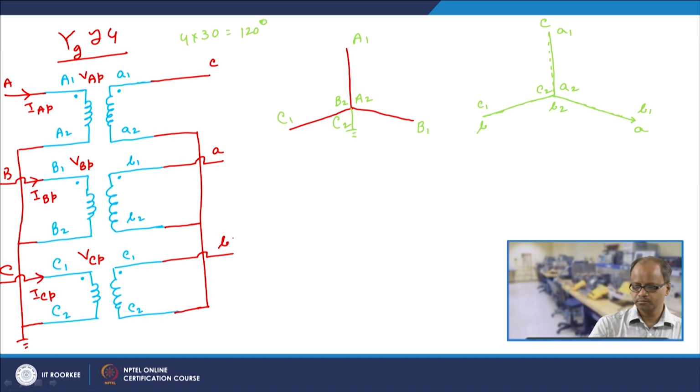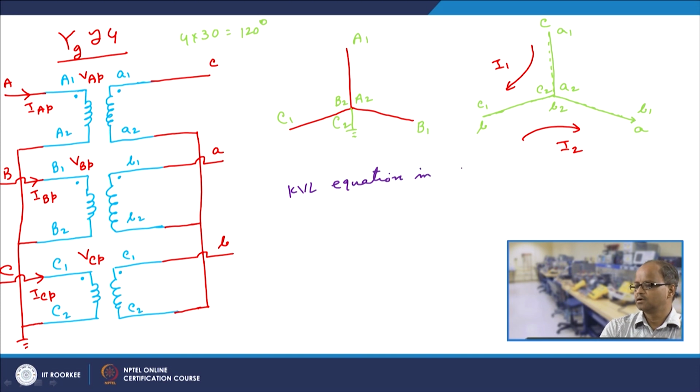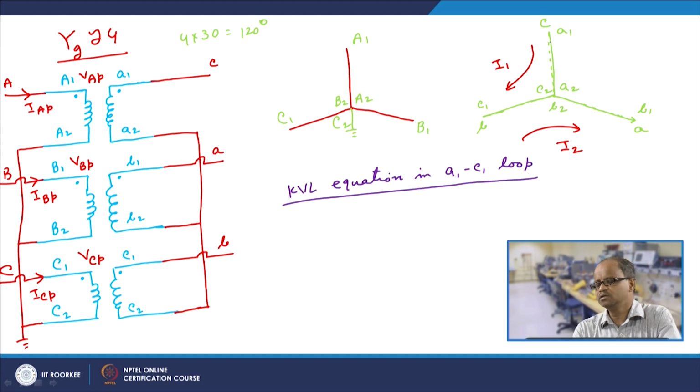So as usual, because here also we do not have anything, so we will take two currents I1 and I2. So when we take two currents I1 and I2, then we start our journey from here. So now we write the KVL equation in, let's say, A1 C1 loop. Now at A1 this is actually VCS.